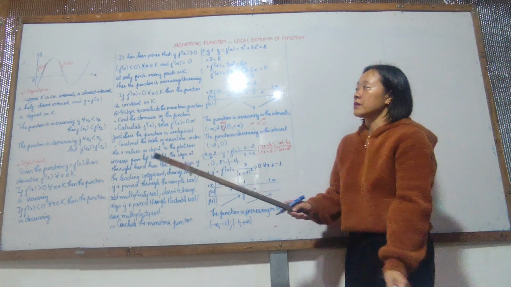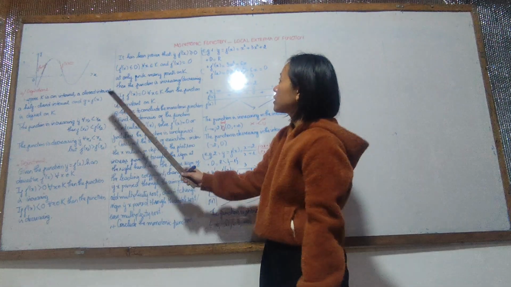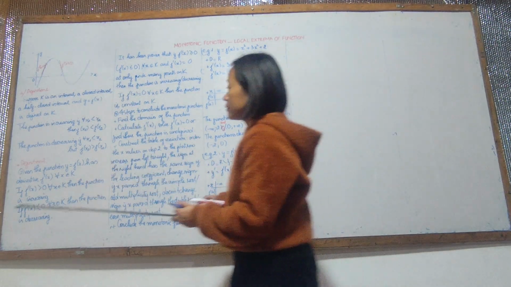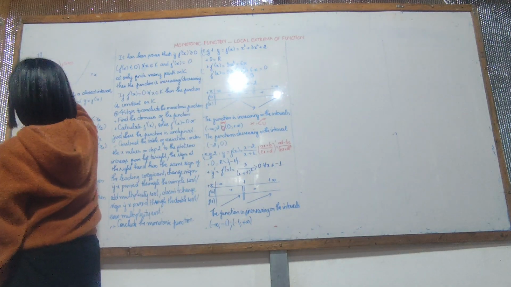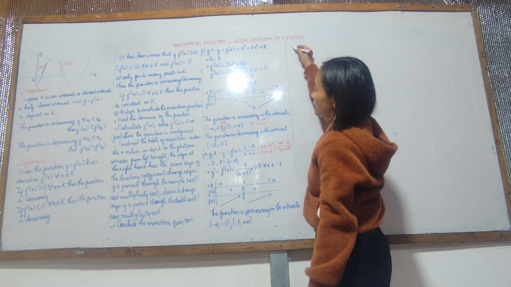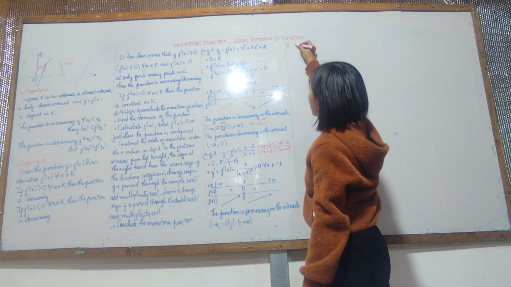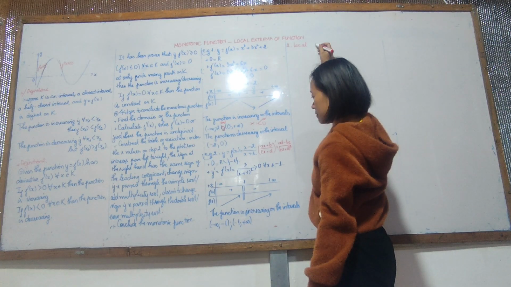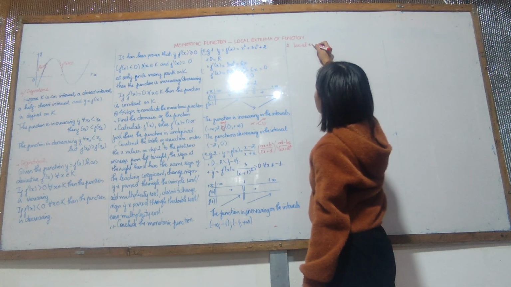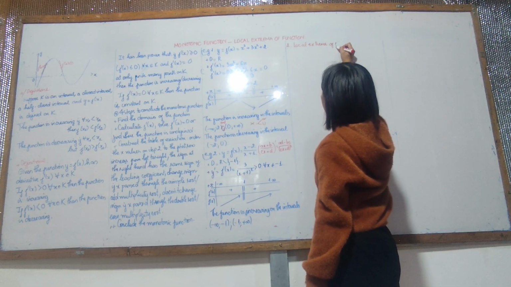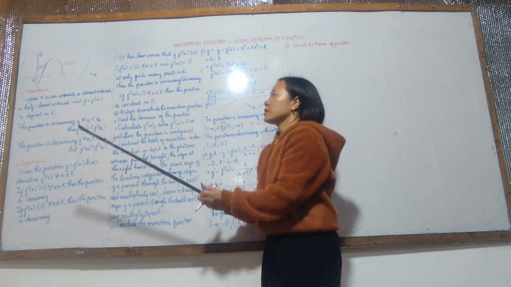Okay, this is the first one about the monotonic function, and we will go to part 2 about local extrema of function. Come back to the graph.